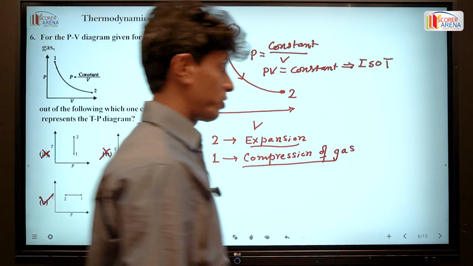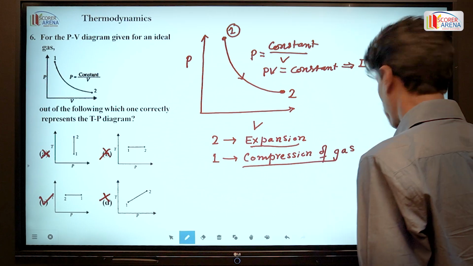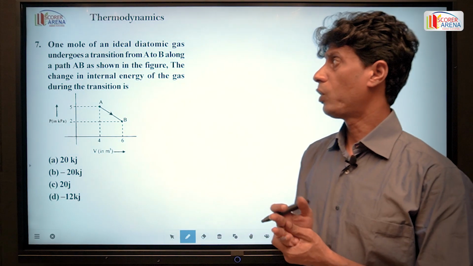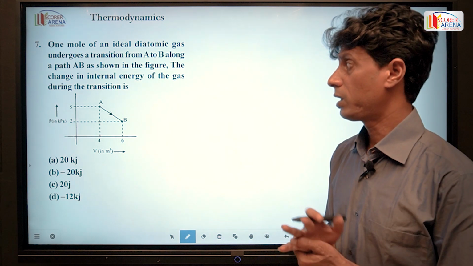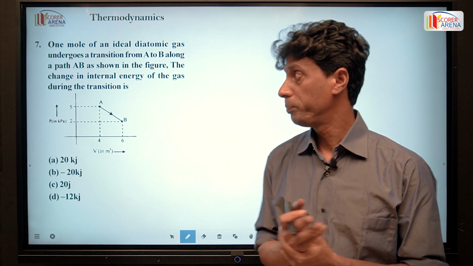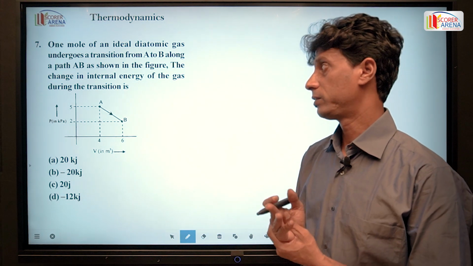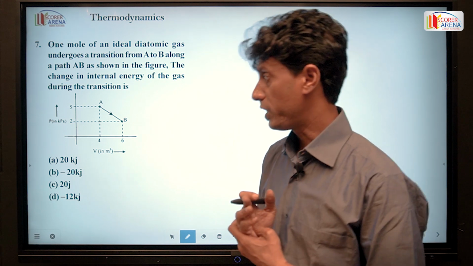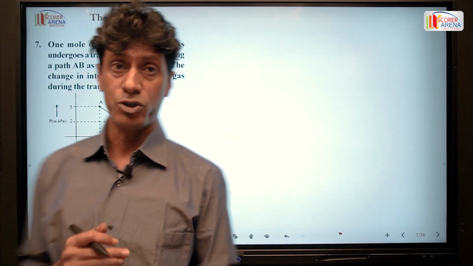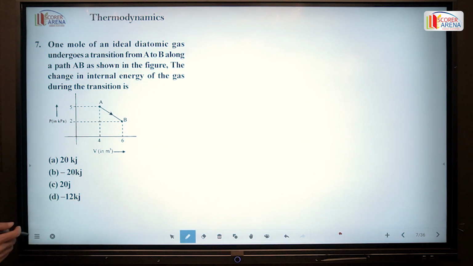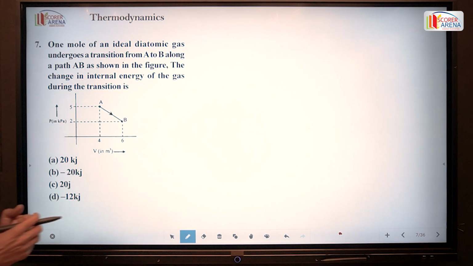Now the next question of this video session. Question number 7 over here. 1 mole of an ideal diatomic gas undergoes a transition from A to B along path AB as shown in the figure. The change in internal energy of the gas during this transition is: option A is 20 kilojoule, option B is minus 20 kilojoule, option C is 20 joule, and option D is minus 12 kilojoule.